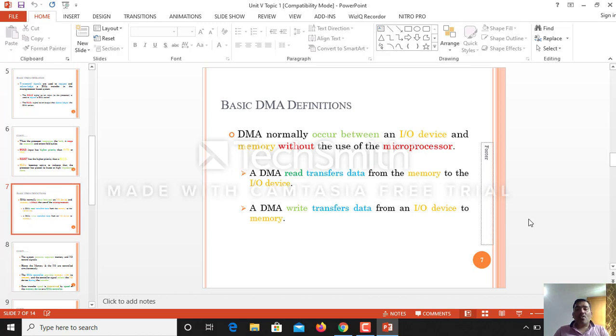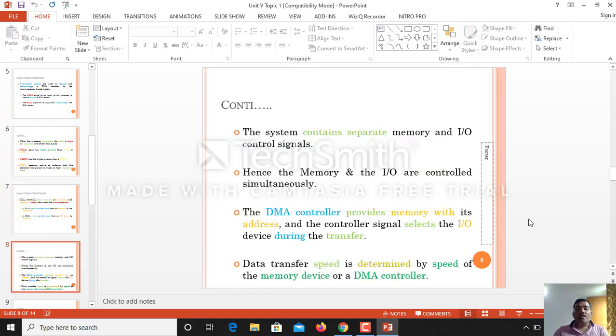DMA definitions. DMA normally occurs between an input-output device and memory without the use of the microprocessor. A DMA read transfers data from the memory to the I/O device. A DMA write transfers data from the I/O device to memory. The system contains separate memory and I/O control signals. Hence, the memory and I/O are controlled simultaneously. The DMA controller provides memory with its address, and the control signal selects the I/O device during the transfer.